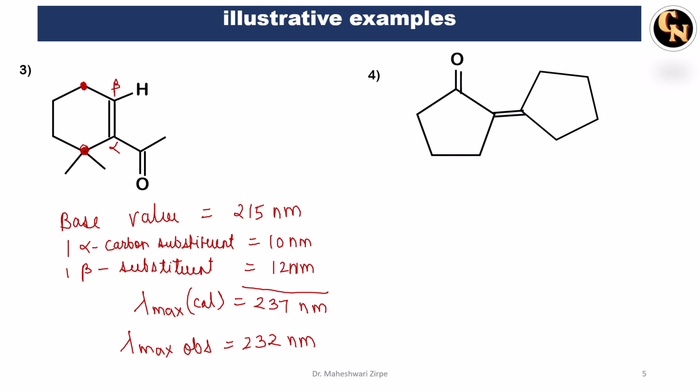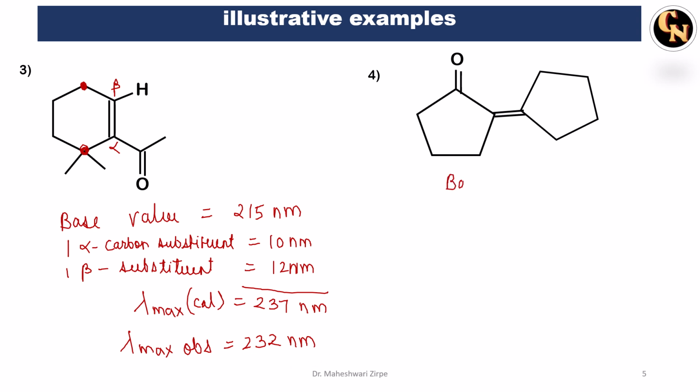So here you can find 5-member rings. There are two 5-member rings with an Enone system. If you can see here, there is a carbonyl group, and in conjugation we have a double bond. This double bond is exo to both the rings, both 5-membered rings. So let us see how the value is going to change.